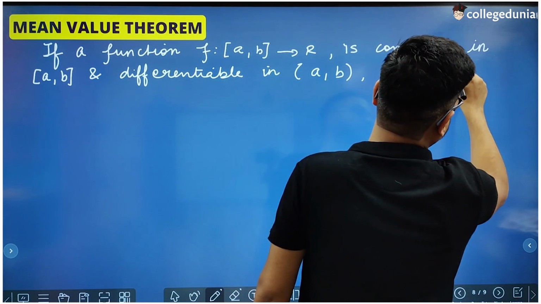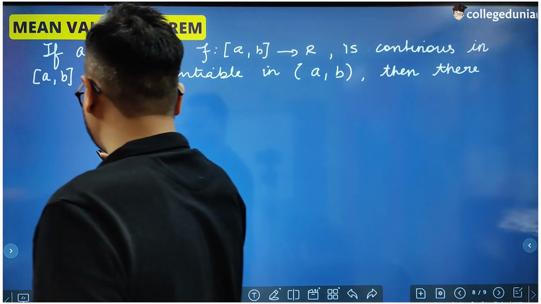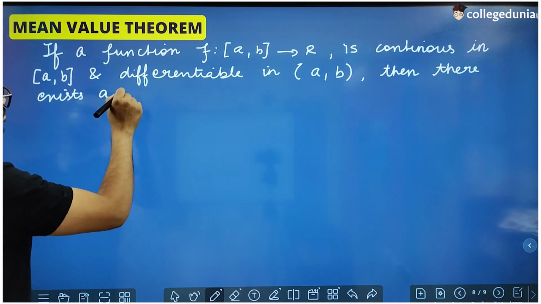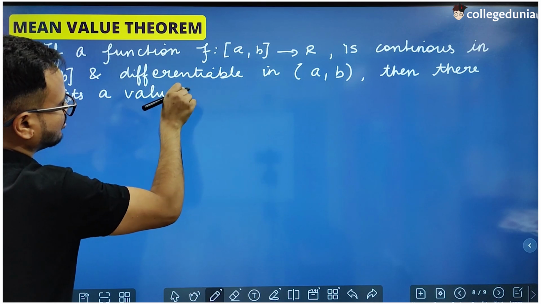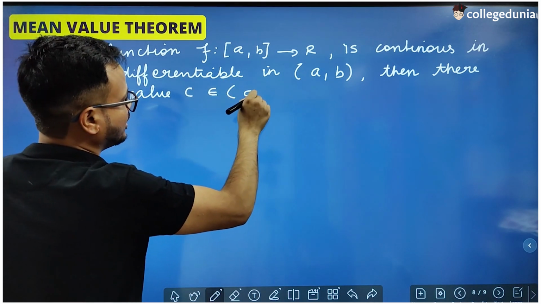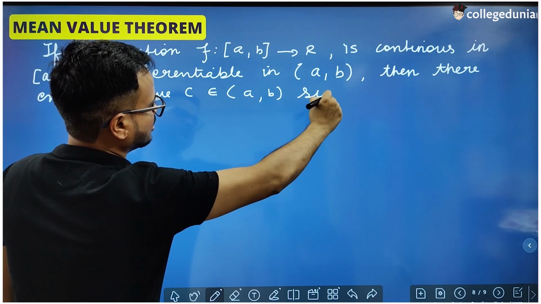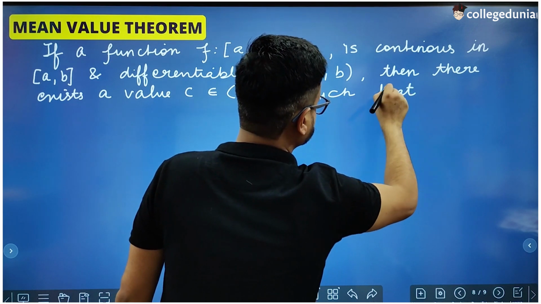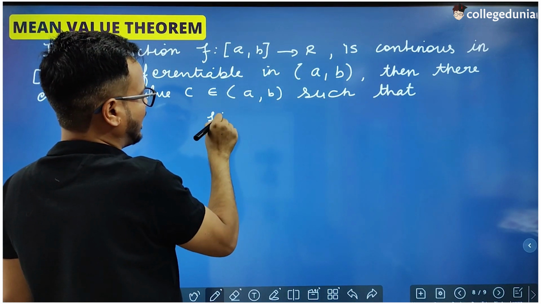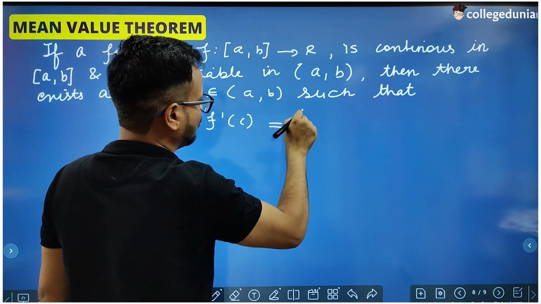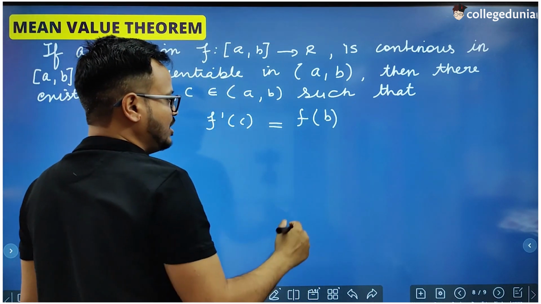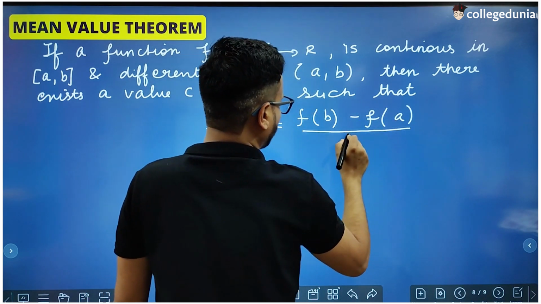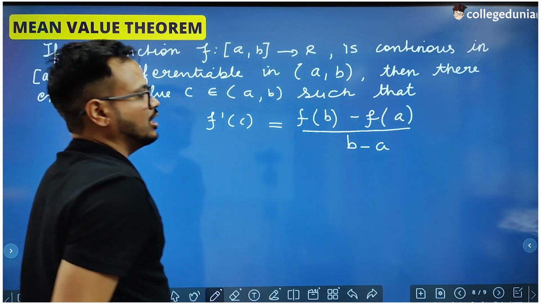there exists a value c which belongs to open interval a comma b such that f dash c is equal to f b minus f a divided by b minus a.